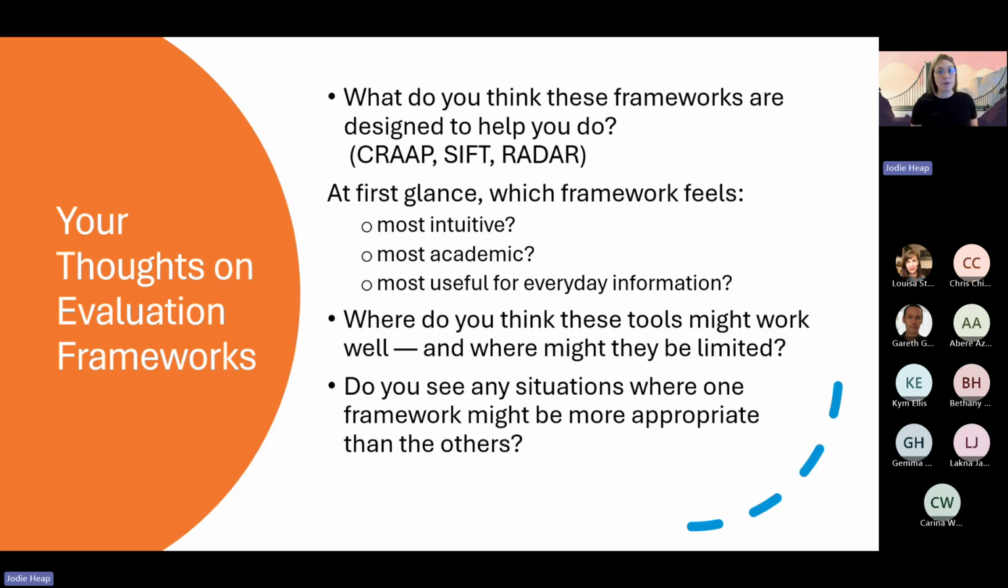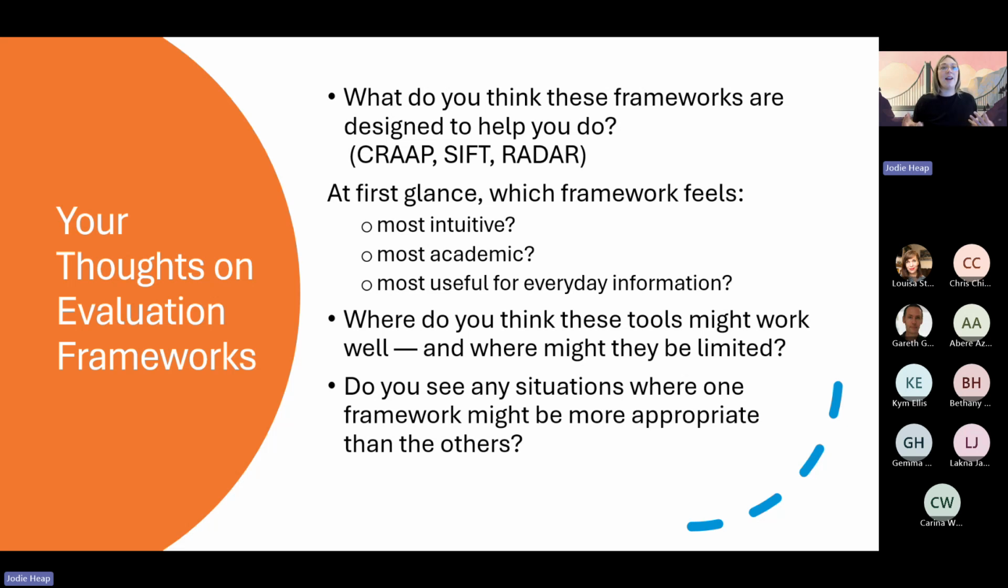Anyway, so this is just a moment for us to catch our breath, think about the frameworks that I have shown you. You might be aware of other frameworks. Do let me know if you have a favourite framework. Perhaps not as nerdy as me, completely understandable. But what I want you to think about is what do you think these frameworks are designed to do? So CRAFT, SIFT and RADAR, thinking about which framework feels most intuitive, most academic and most useful for everyday information.